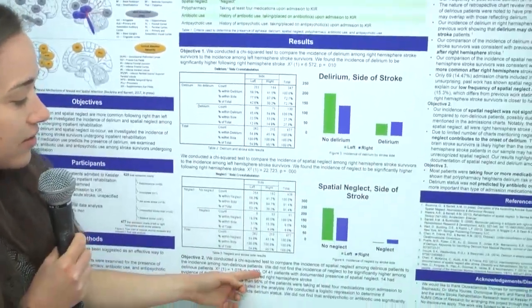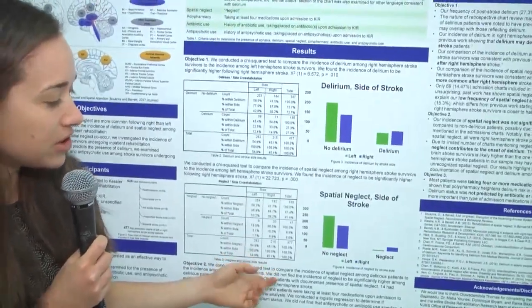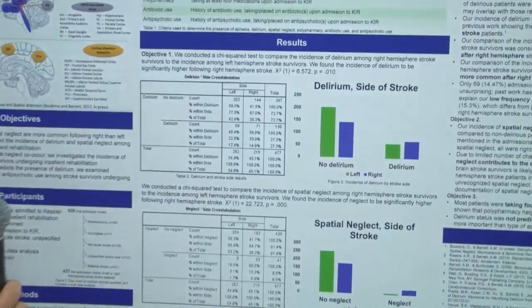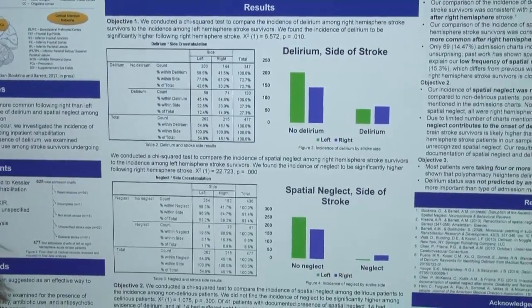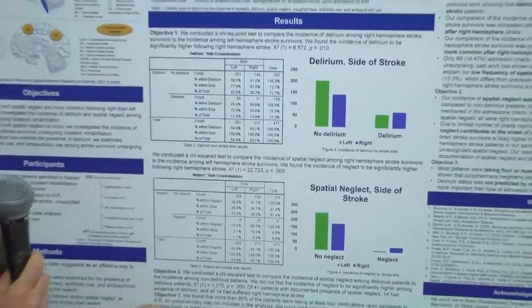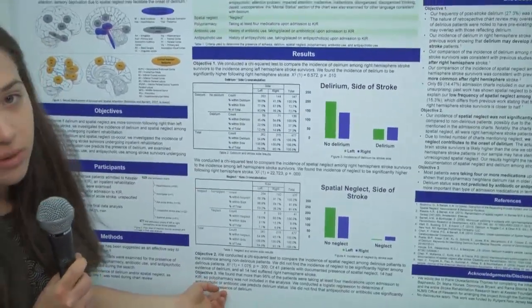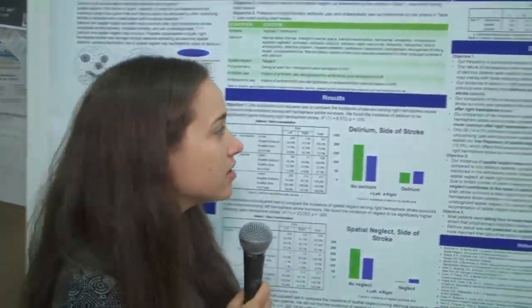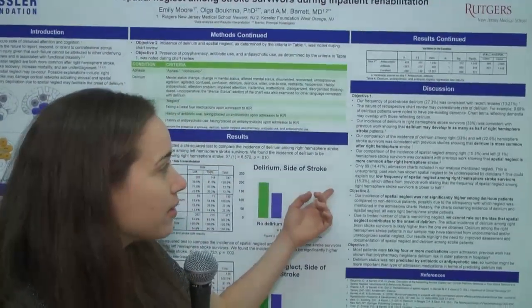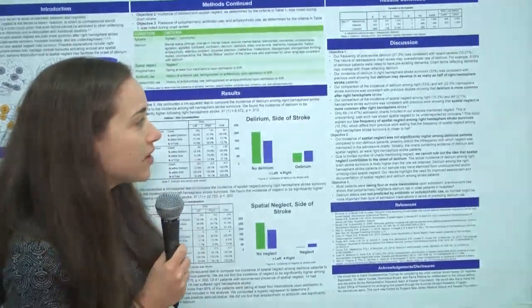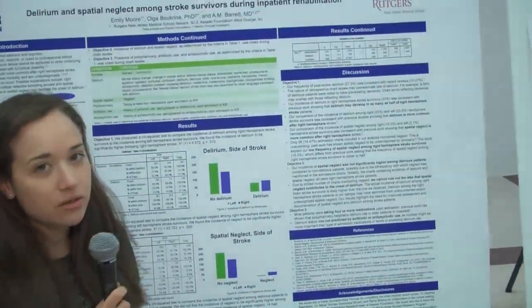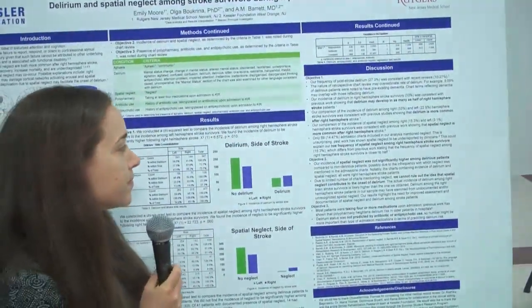We did not find a significant association between delirium and spatial neglect, and we found that more than 95% of the patients had polypharmacy, so we didn't investigate this further, and we didn't find that antibiotic or antipsychotic use could predict delirium status. In conclusion, we found, consistent with past work, that delirium may develop in as many as half of right stroke survivors. Delirium and spatial neglect are more common after right stroke.